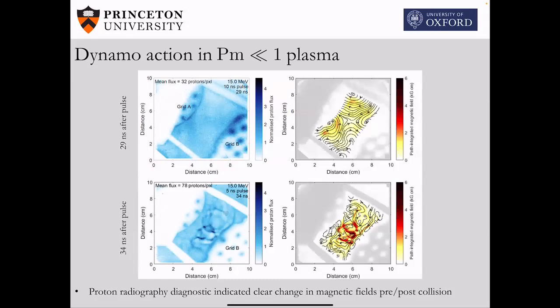As I mentioned, we can take these images and back out path integrated perpendicular magnetic fields, perpendicular with respect to the direction of the probe beam. And one sees that there's a clear change in these path integrated fields from the pre and at collision structure of the fields compared to the post collision structure, both in terms of their strength and their morphology.